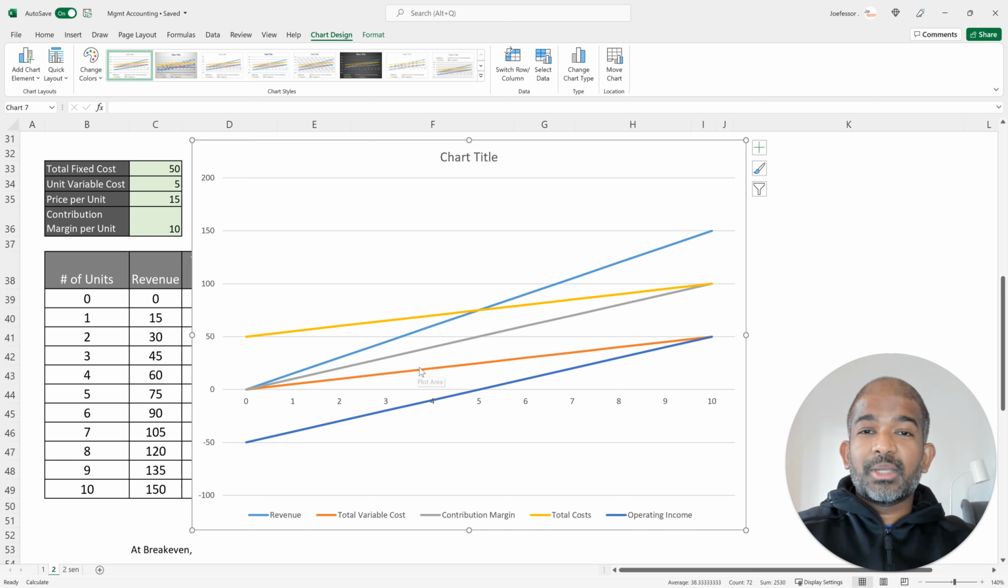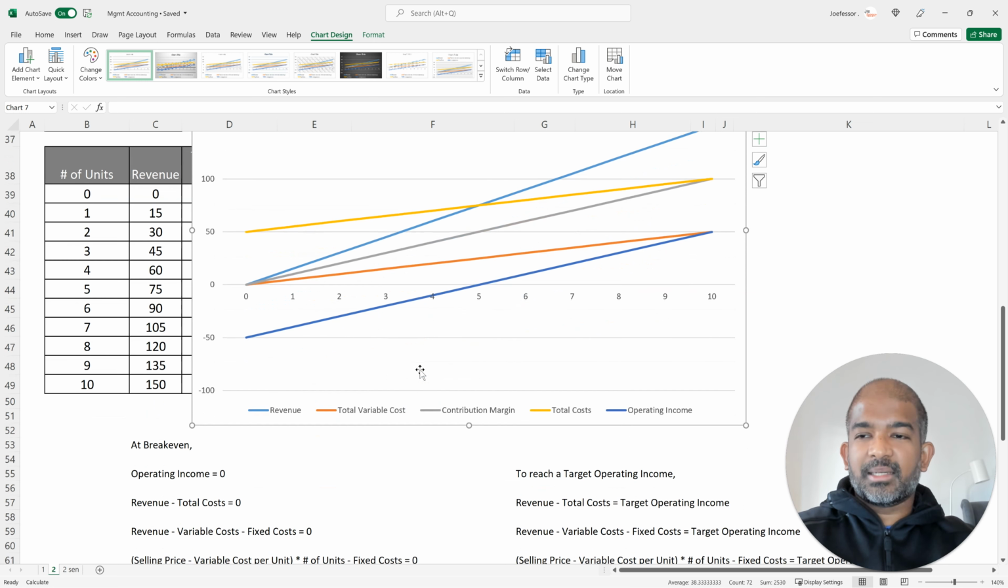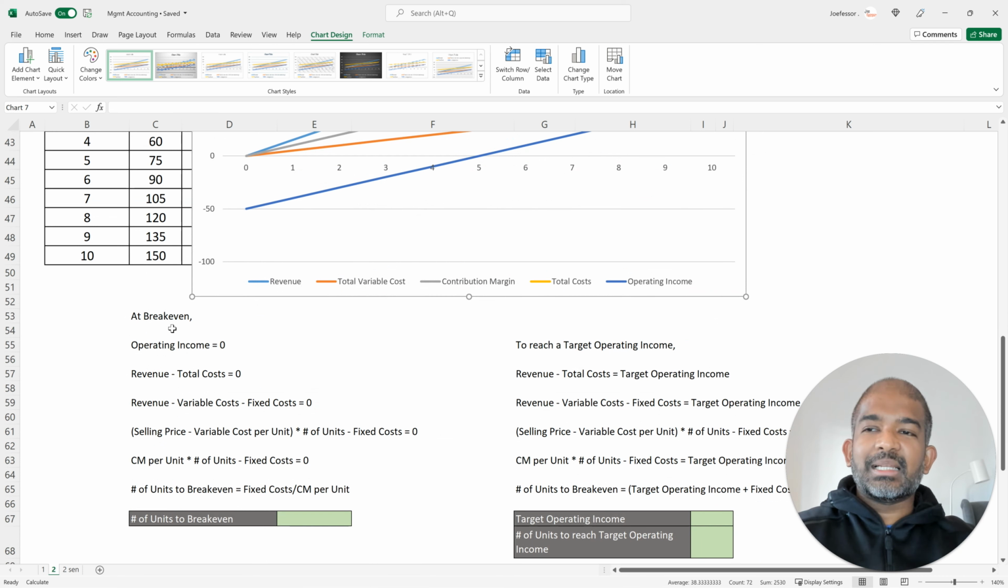Now let's look at how to calculate the break-even point mathematically. Okay, we know that at break-even, your operating income should be 0. Okay, you don't make a loss or you don't make a profit. Okay, how do you calculate your operating income? You have your total revenue minus your total costs, and that has to be 0. Next, we can categorize your total costs into variable costs and fixed costs.